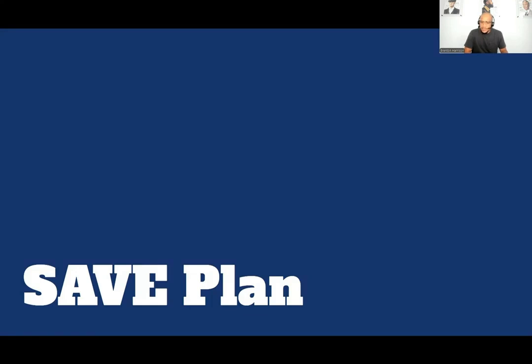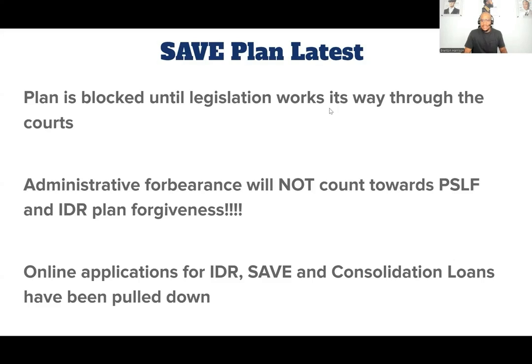They were changing the way they were calculating payments. They were lowering the percentage of your discretionary income that you were going to have to pay. If you borrowed a small amount, small being $12,000 or less, they were radically reducing the amount of time that you had to pay on those loans before they were forgiven. There's all this stuff that was going on with the SAVE plan.